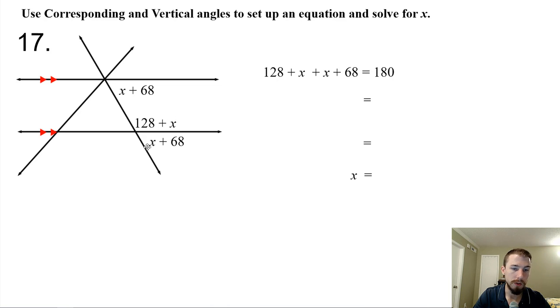Okay, so bottom right, bottom right. Now you notice these two are supplementary, which means they add up to 180 degrees. So add the expressions together, set equal to 180, then we can combine our like terms, subtract 188 from both sides, which will leave us with 2x is equal to negative 8. Then we divide both sides by 2, which will leave us with x is equal to negative 4. And that is it. And we are done.